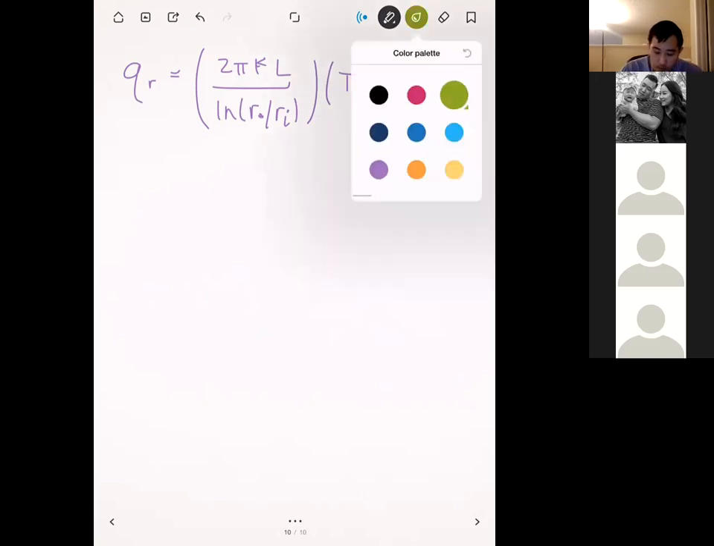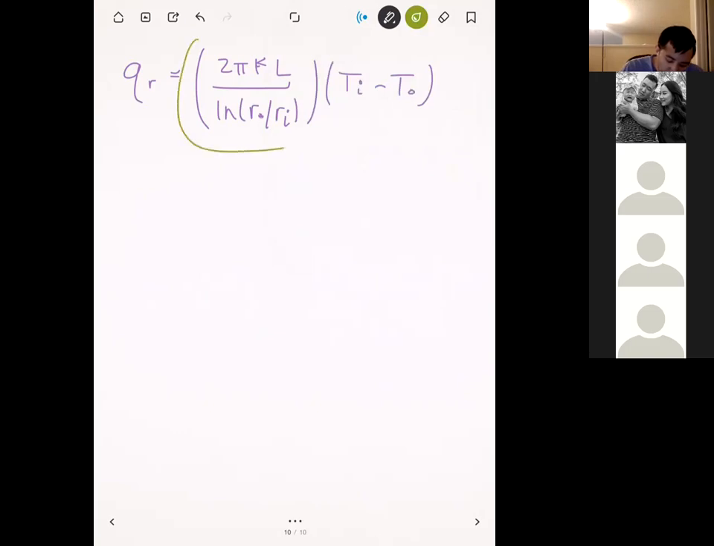Okay. And just like we did on Monday, if we look at all the terms here, all of these are the physical properties of the cylinder. And so that's significant because when we saw this in the planar conduction case, we used this fact to turn it into a resistance. Okay.